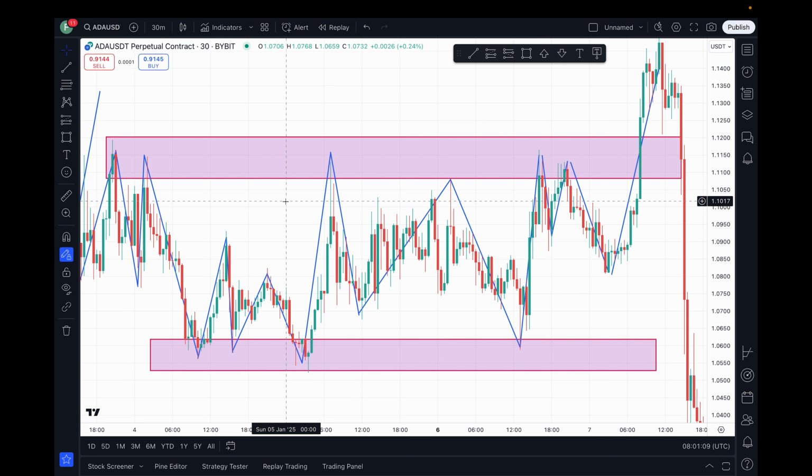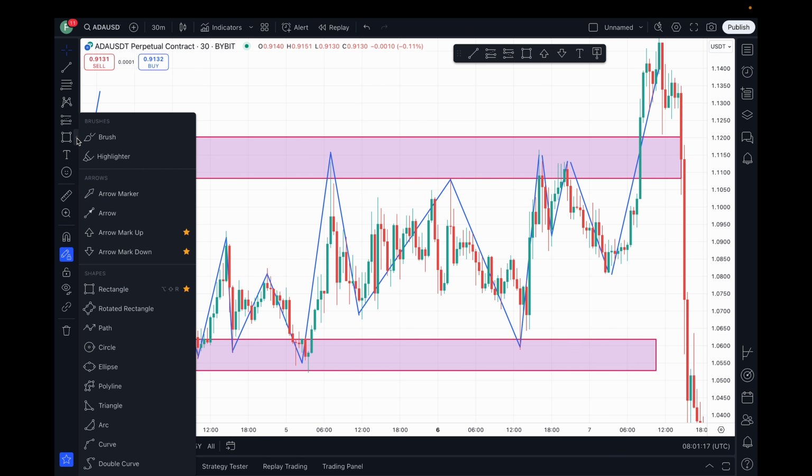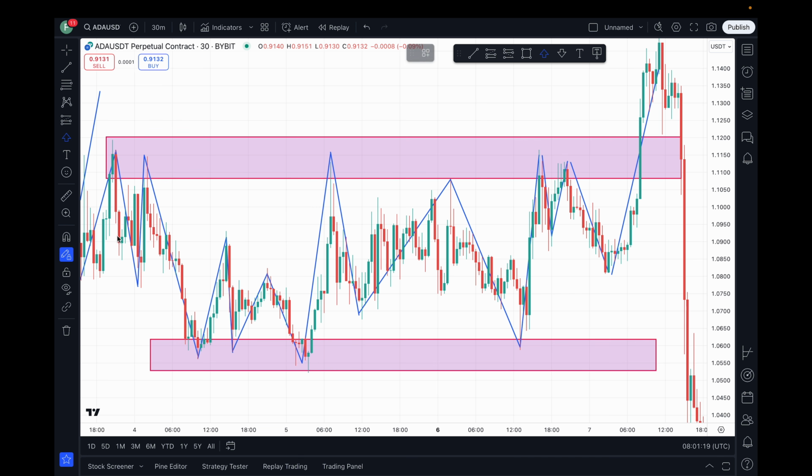And I said we have multiple rejections. So these are the rejections. Let me just use my arrow to show you. So I'll just come right here. This is where you can see the arrow, this rectangle part. Click on it and then click on arrow. So let me just use this arrow.